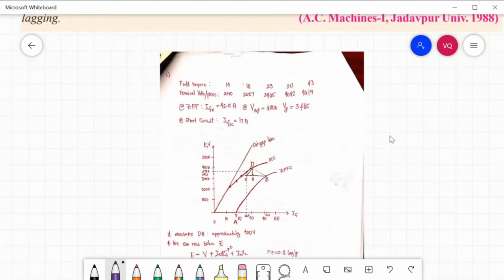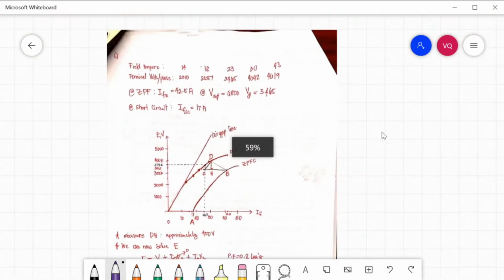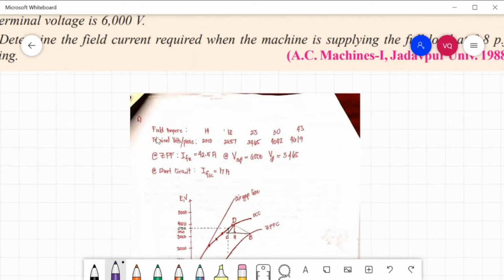Here we have the field amperes 14, 18, 23, 30, and 43. Terminal volts per phase: 2,310, 2,887, 3,465, 4,042, and 4,619.